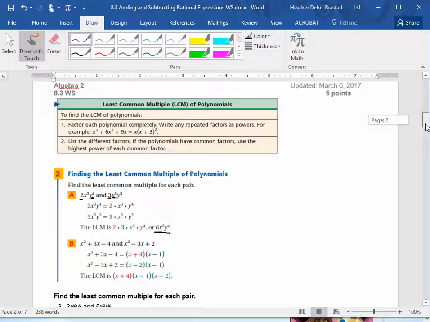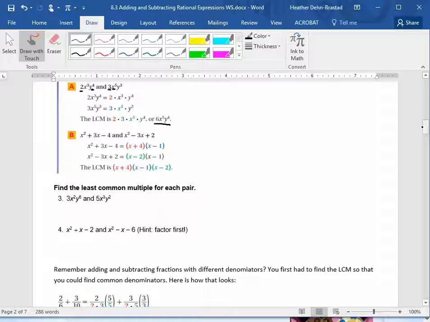A lot of your problems are going to be like B here, where you'll have to factor first. So for x squared plus 3x minus 4, we could factor that to x plus 4 times x minus 1. And for x squared minus 3x plus 2, we could factor that as x minus 2 times x minus 1. Now these two are the same. So our least common denominator would be one of those, x minus 1, and then we need one of each of the other parts, x plus 4 and x minus 2. So if the same factor shows up twice, you only need to show it once.